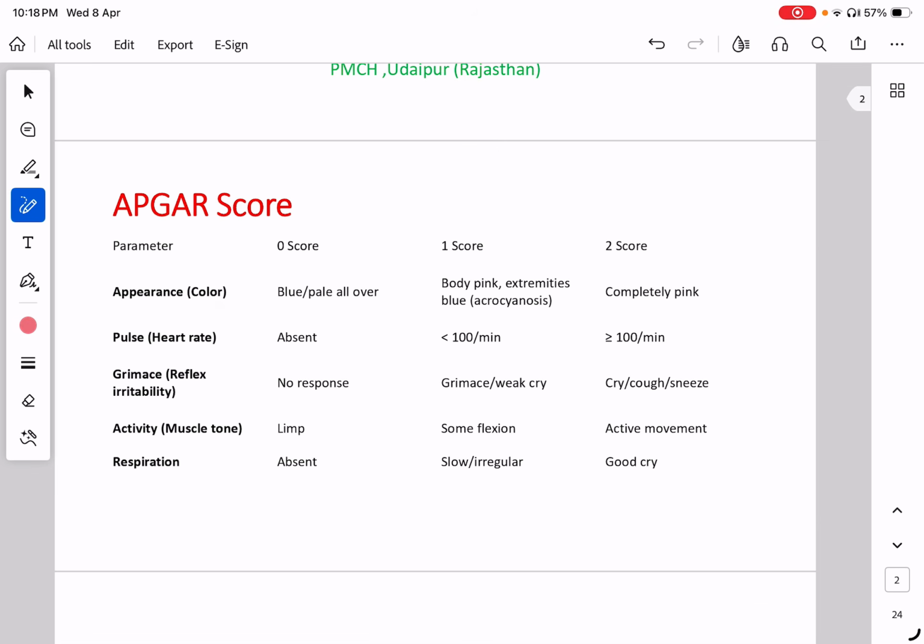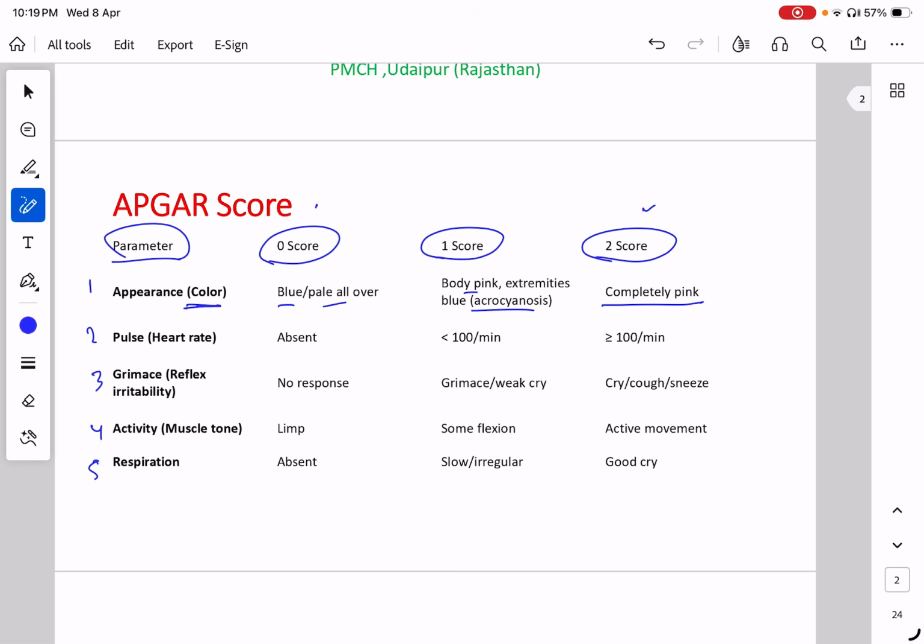So first is Apgar score. Everyone is well aware of this. So parameters, there are one, two, three, four, and five parameters. Each parameter has been given scoring from 0, 1, and 2. Minimum score is 0 and maximum score is 2. So first we will look for appearance, that is color of the baby. Blue or pale all over, so score 0 is given. The body is pink but extremities are blue, that is acrocyanosis. The score is 1, and if the baby is completely pink, the score is 2.